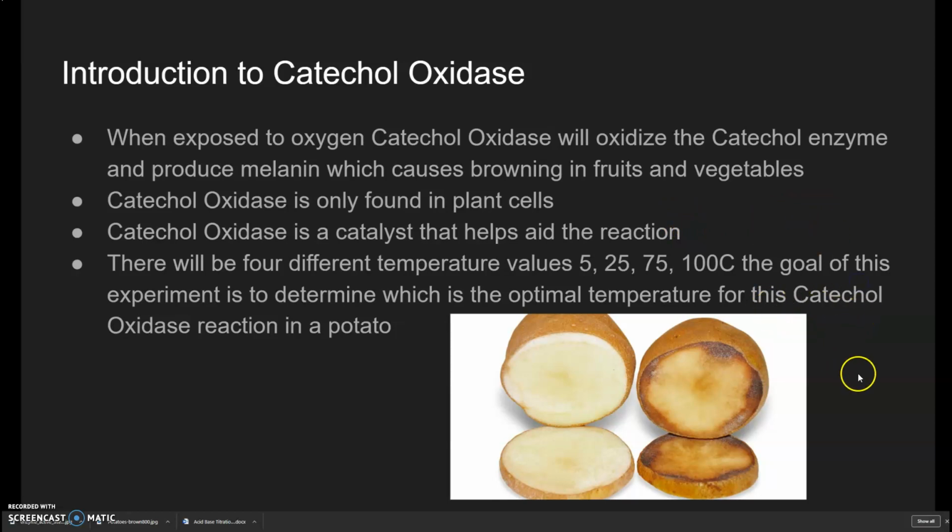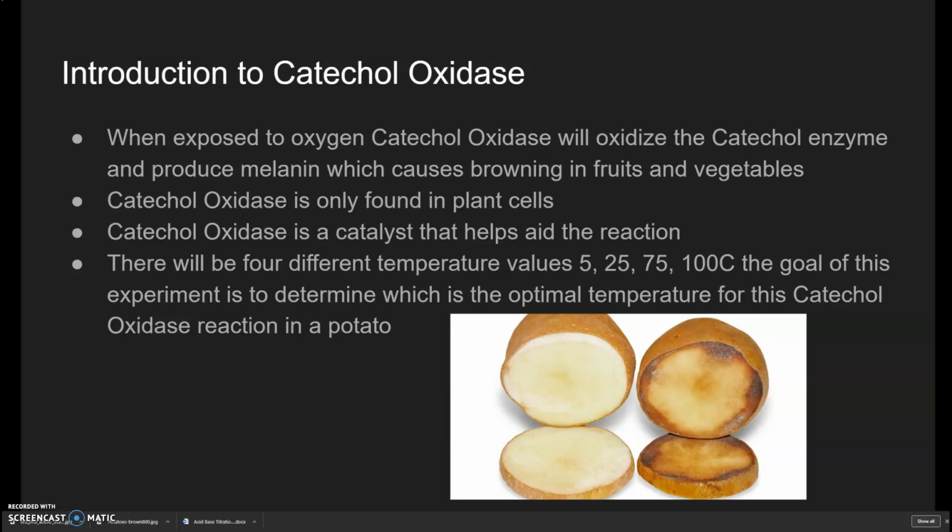First, a quick introduction to the oxidase reaction. When exposed to oxygen, catechol oxidase will oxidize the catechol enzyme and produce melanin, which causes browning in fruits and vegetables. If you look at the picture on the bottom right, it shows a potato that has not been browned yet, and a potato where the catechol oxidase already oxidized the enzyme, causing it to brown. This happens in all fruits and vegetables because the catechol oxidase is only found in plant cells.